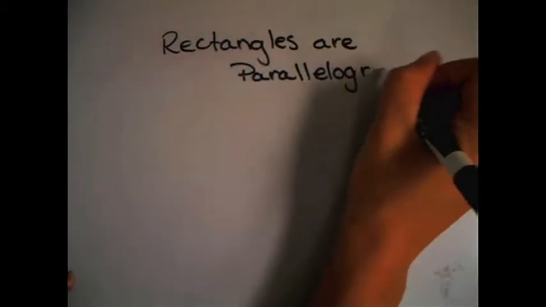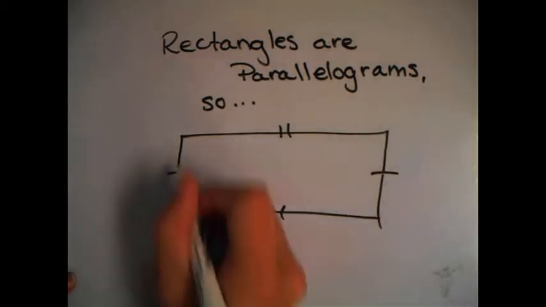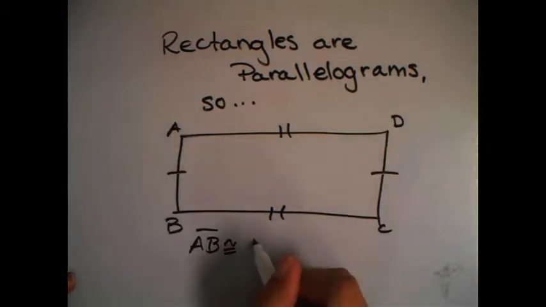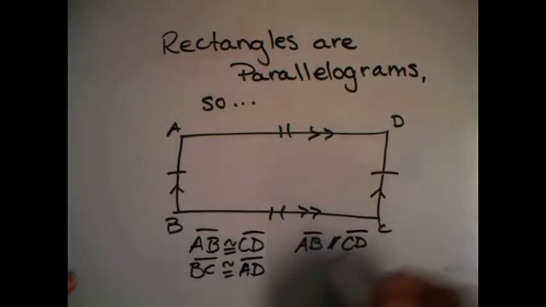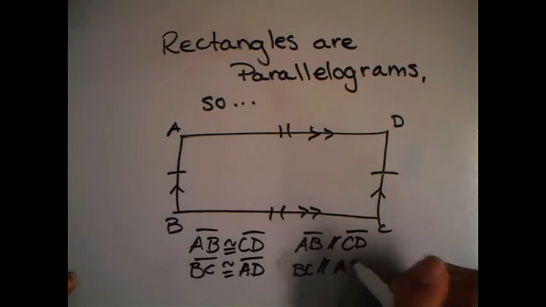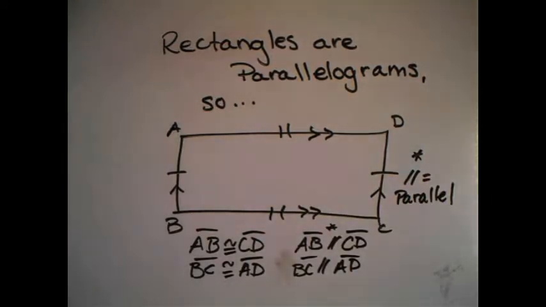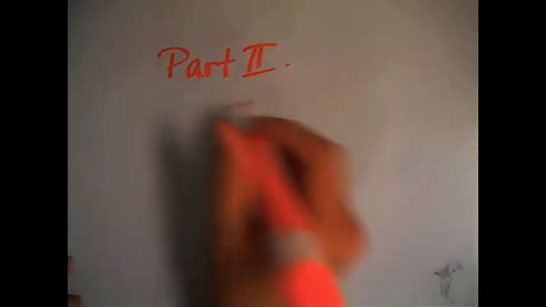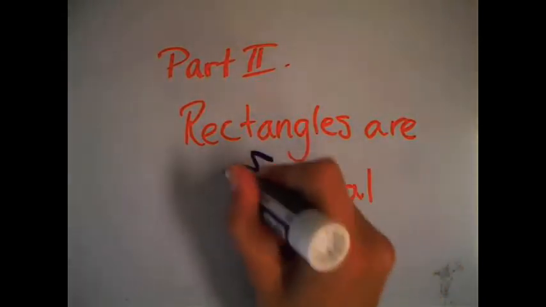So, as you should know already from our basic vocab, rectangles are parallelograms, which means opposite sides are congruent, and opposite sides are parallel. And you'll see me using the symbol for parallel, two little slashy lines. But there's a little bit more to rectangles. They're a special parallelogram.